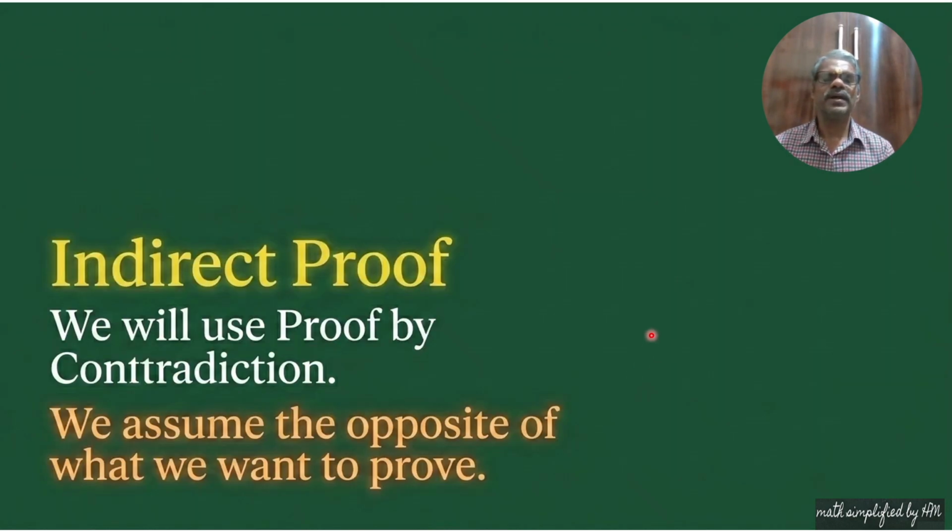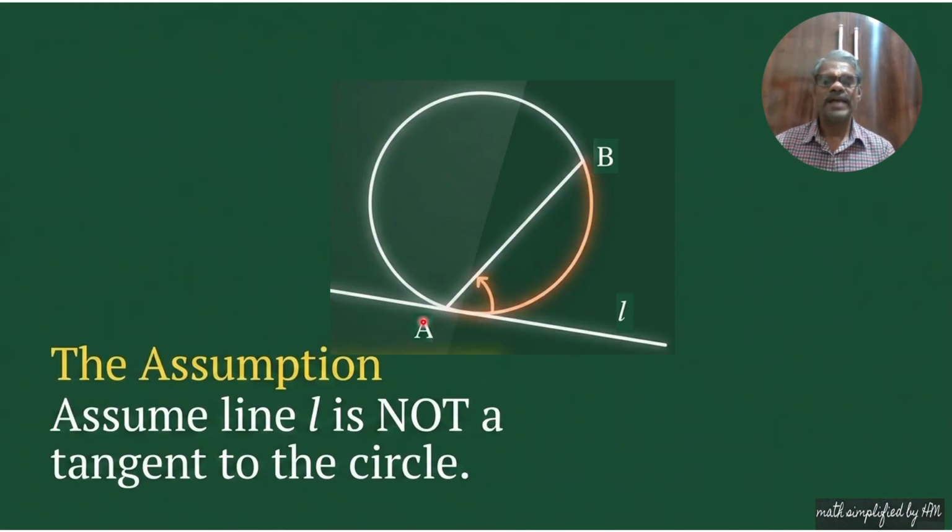We use here an indirect proof. We will use proof by contradiction. That means we assume the opposite of what we want to prove. The assumption: assume line L is not a tangent to the circle.